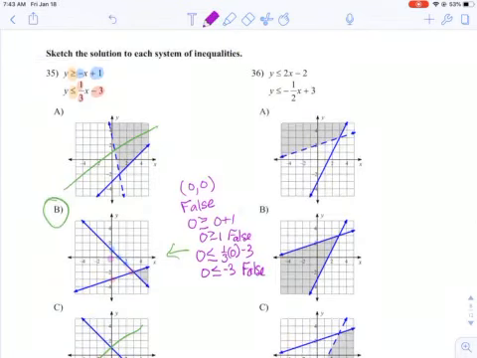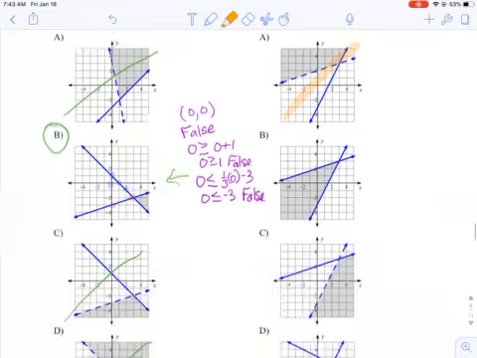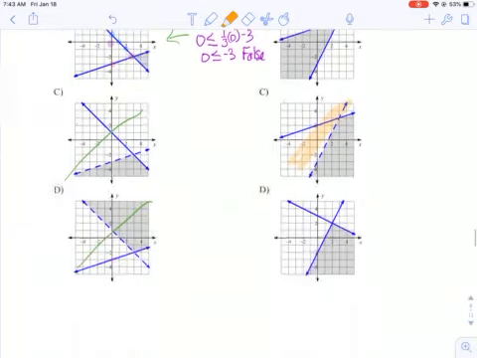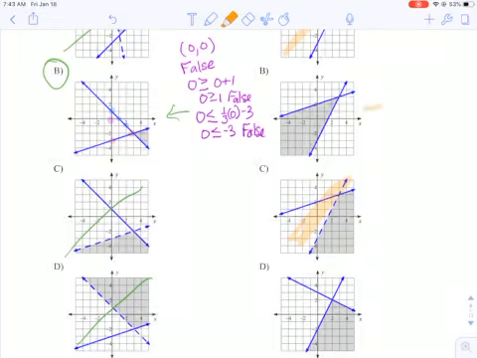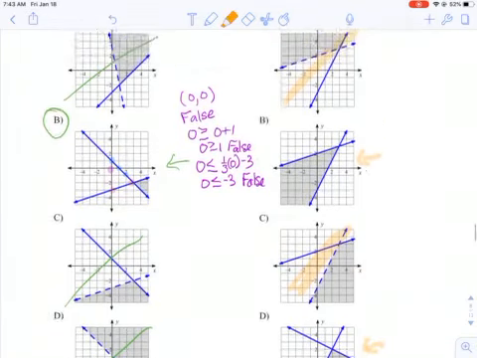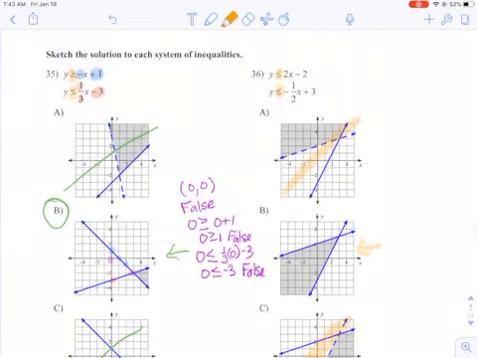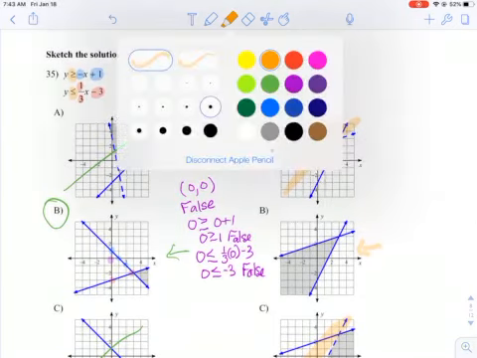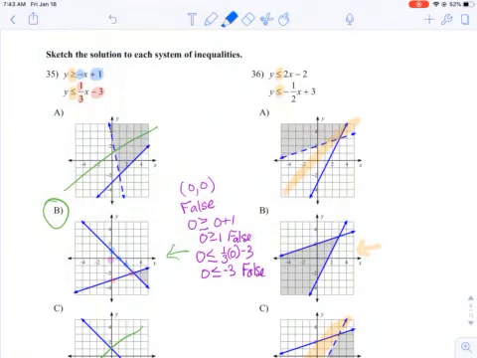Okay, next one. So we're going to go back to looking at the inequalities. So this one is solid, solid. So solid, solid tells us that can't be it. That can't be it. So we only have two choices. It could be here or here. Okay, so we're going to go ahead and look at these lines. So this one would hit at negative 2 and go up 2 over 1.